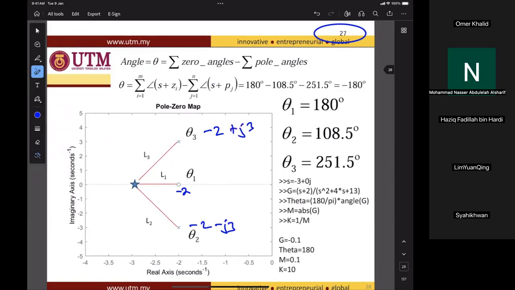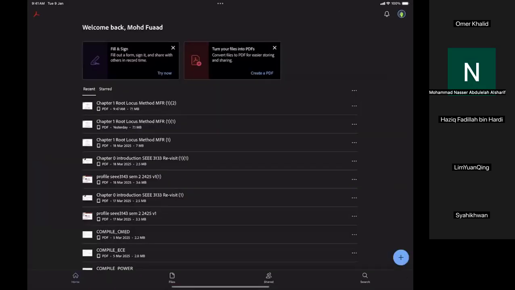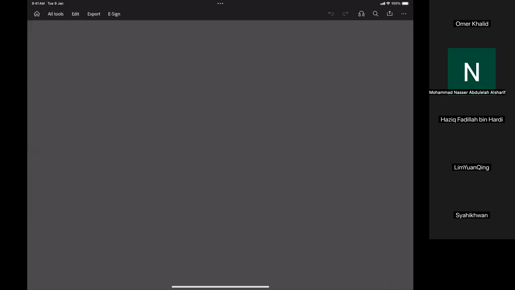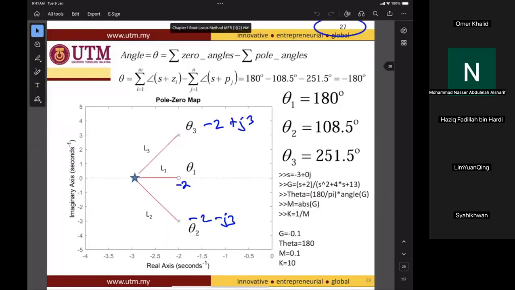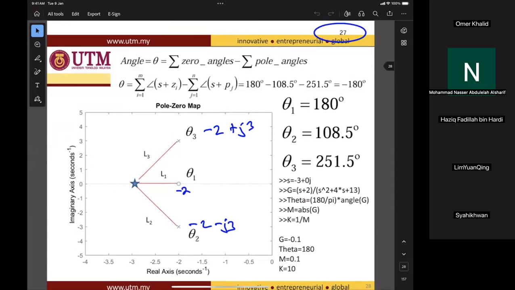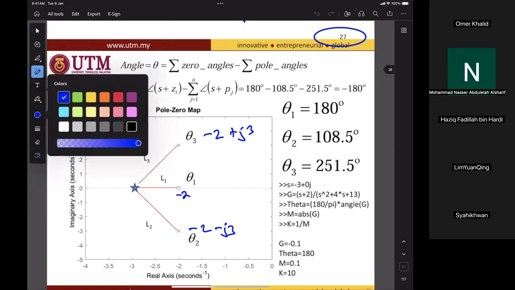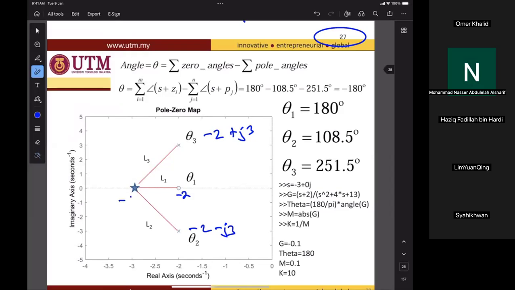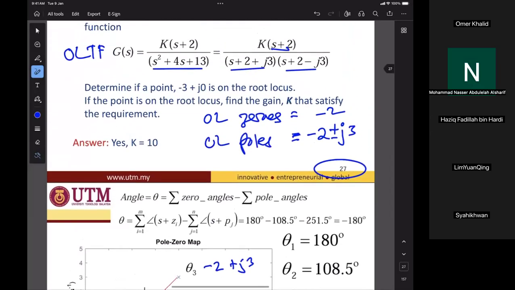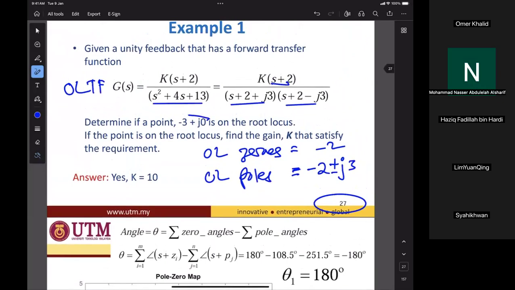And each of them has an angle, theta 1, and the corresponding angles theta 2 and theta 3. And this is the test point, -3. Determine if -3 is on the root locus or not. If it is on the root locus, find the gain K.